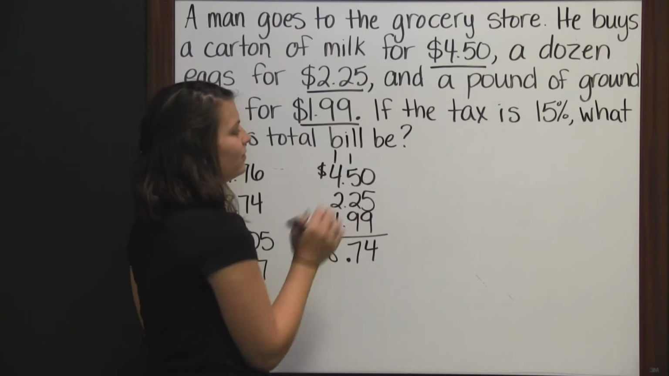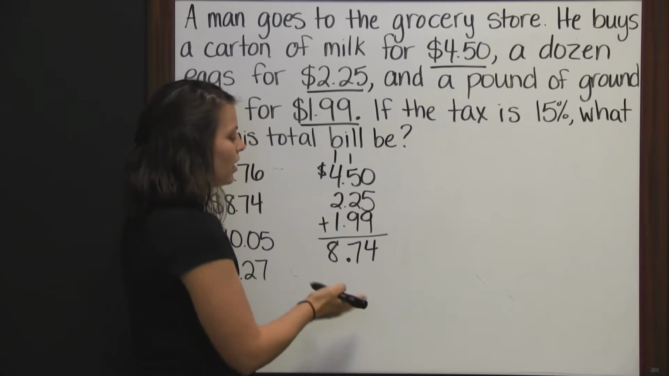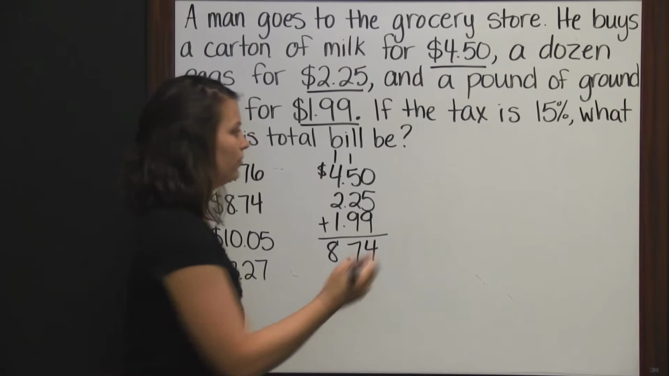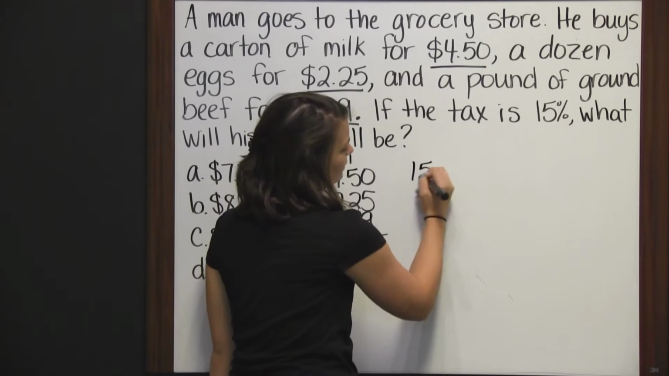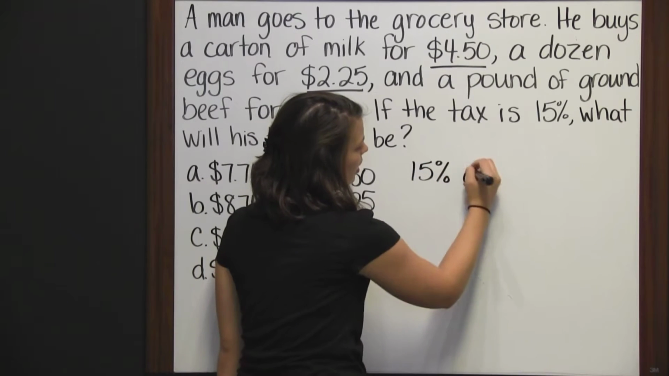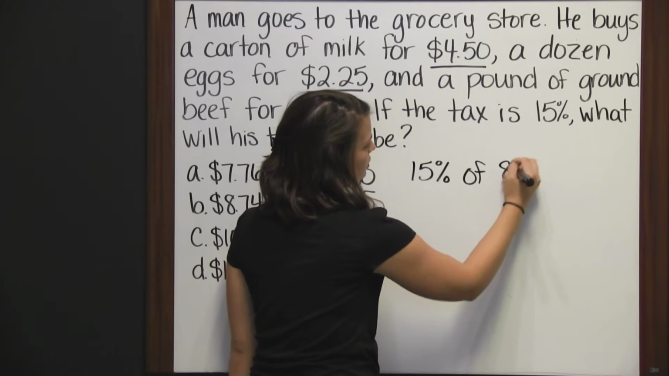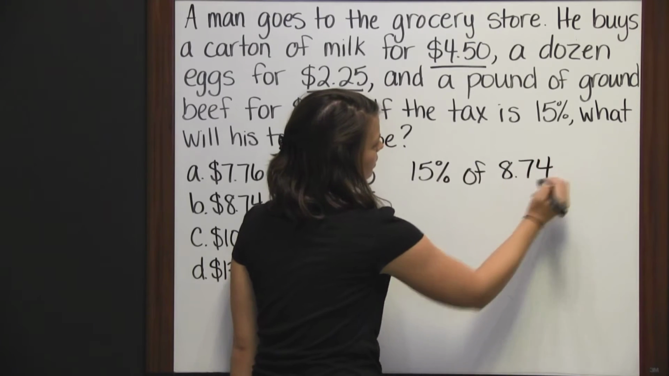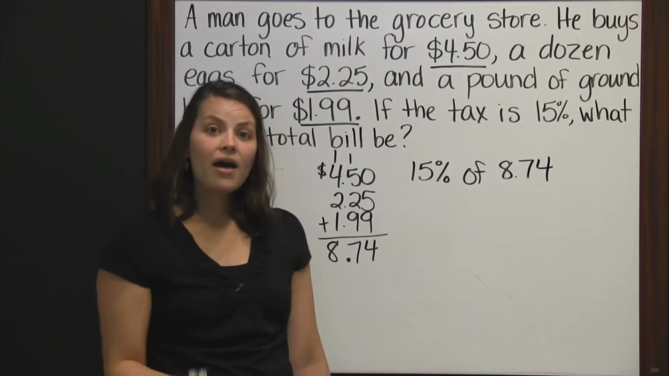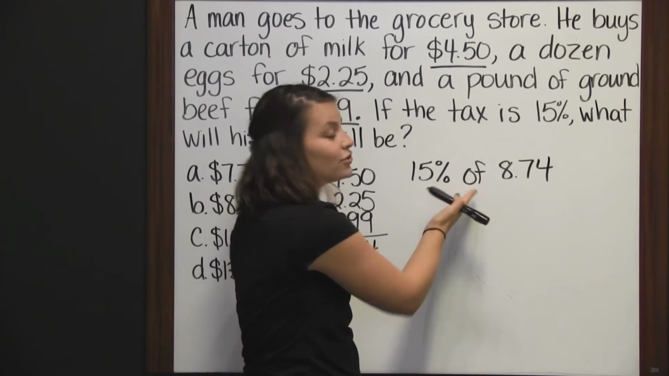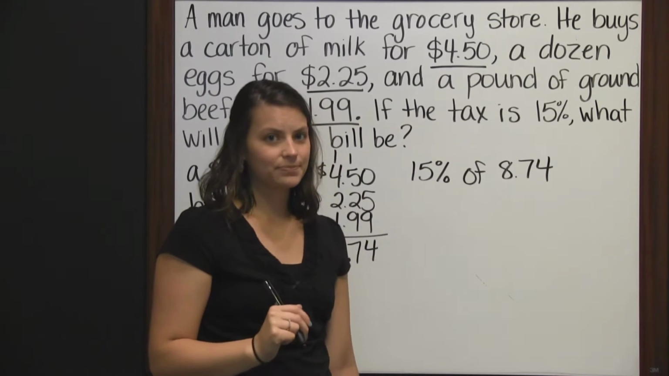But we've got to now calculate how much tax he's going to pay on what he's buying. So he's going to pay 15% of his total. Let me write that out. 15% of his total, which is $8.74. Now, of in math usually means to multiply.